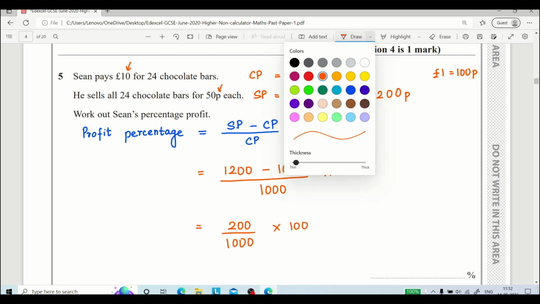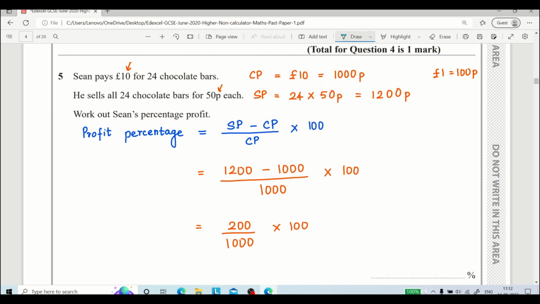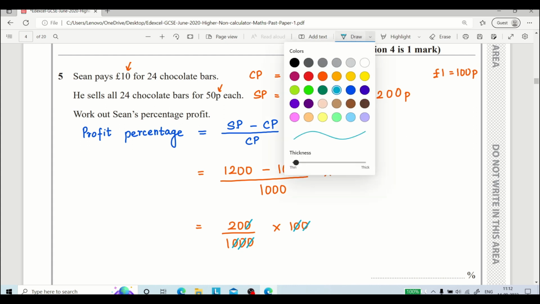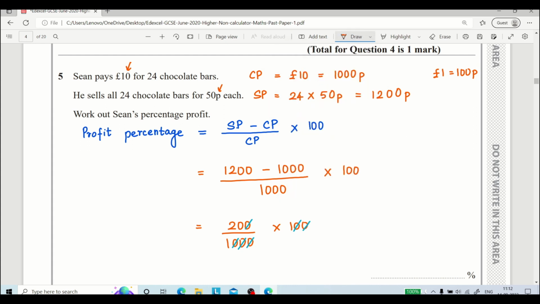So if we carefully observe this part, we will cancel out the zeros. 1 0, 1 0 cancelled. Another 0 cancelled. And one more cancelled with this one. So that gives you your answer to be 20%, right? Because it is profit percentage. So yes, that's our answer, 20%.